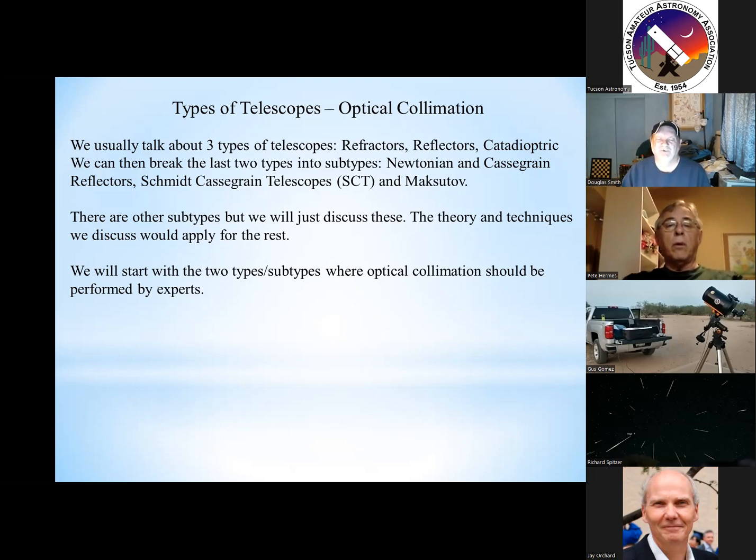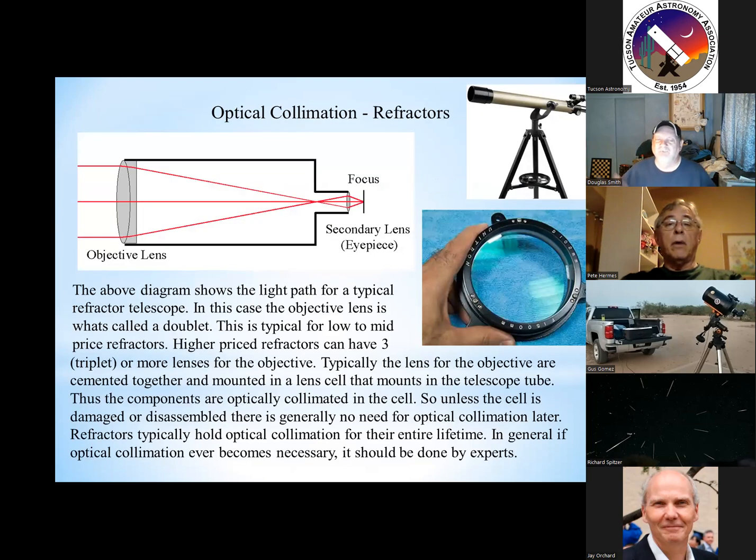Now, what I'm going to talk about first are the 2 subtypes of telescopes where optical collimation should never be tried by the owner, and should be handled literally by experts. In fact, with these 2 types of telescopes, there is no way for you to do the optical collimation. That's why you take it to the experts and let them do it, because that usually requires taking the telescope apart. Well, refractors.